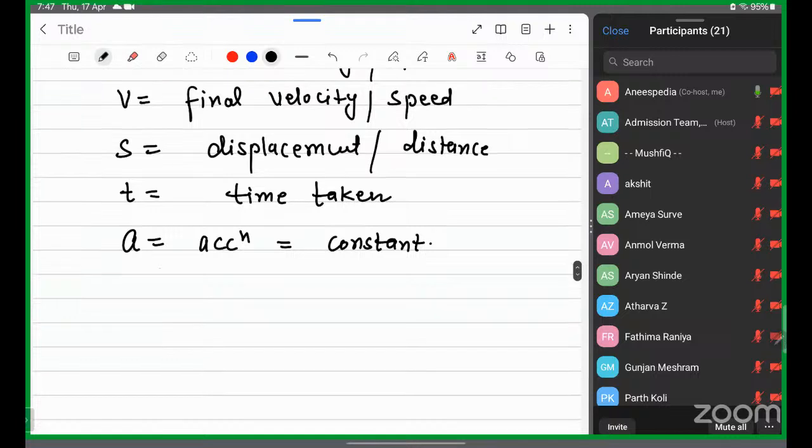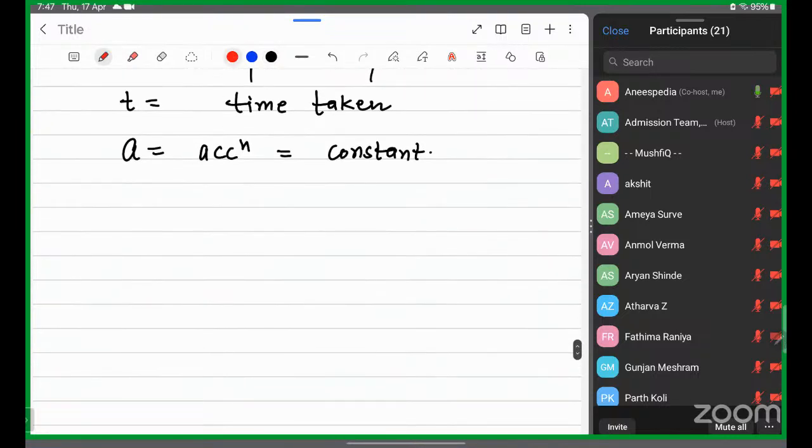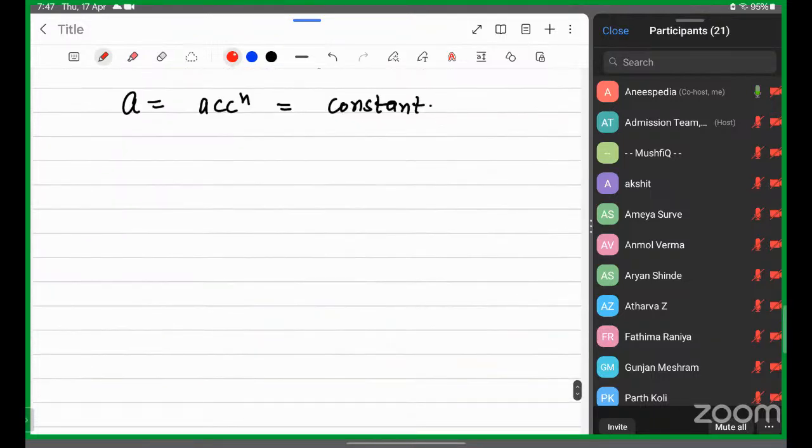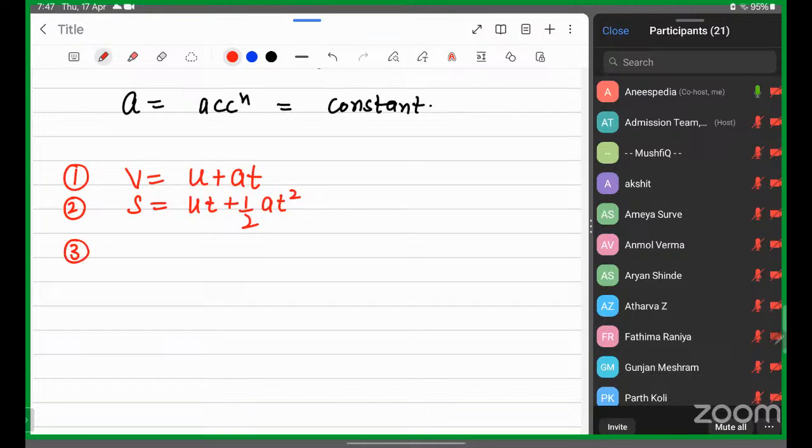If we have these parameters, then we have some equations which are used to find the parameters out of U, V, S, T, or A. So the first equation of motion is V equals U plus AT. The second equation is S equals UT plus half AT square. And the third equation is V square equals U square plus 2AS. In these three equations, acceleration A is positive.